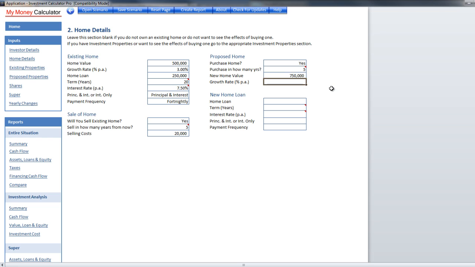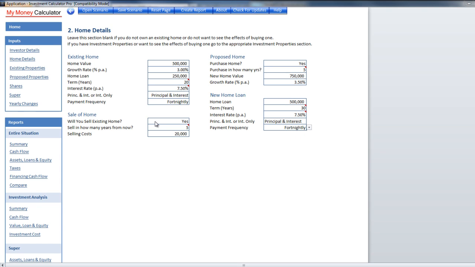$750,000 and it has a growth rate similar, say, of 3.5% with a home loan of $500,000 and the loan term remaining is 30 years with an interest rate of again 7.5%, which is paid principal and interest and made fortnightly. Okay, so now let's jump ahead and take a look at some of the results of selling an existing home and buying a new home.